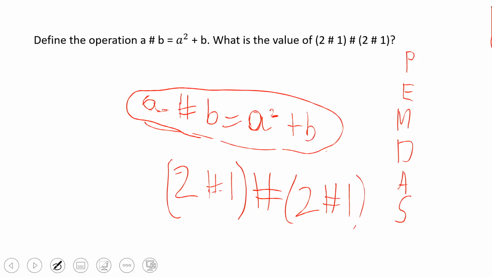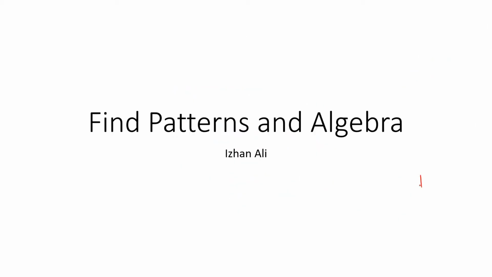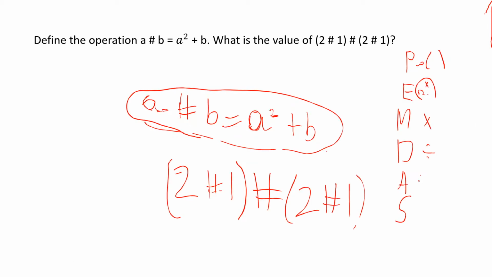order of operations: parentheses, exponents, multiplication, division, addition, subtraction. There we go. So we have PEMDAS and we have parentheses here. Now we know a hashtag b equals a squared plus b.